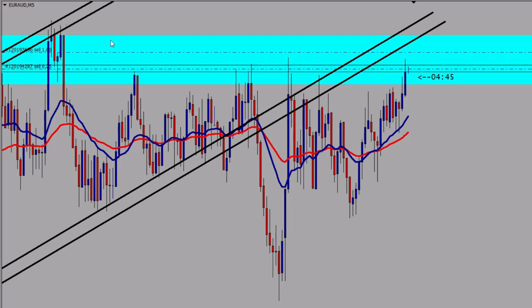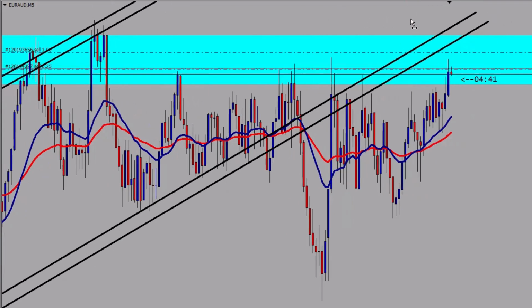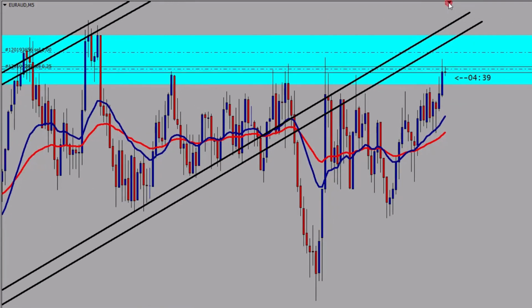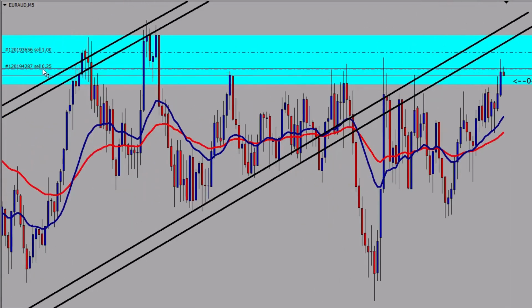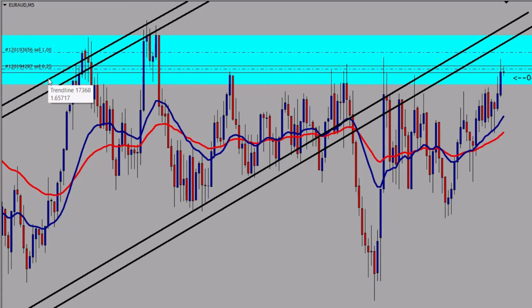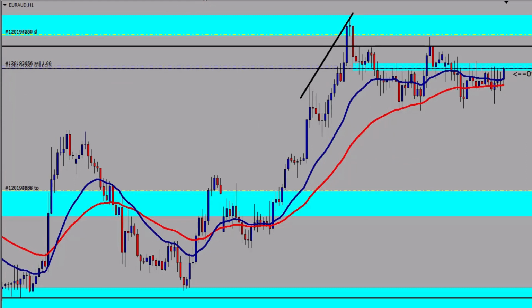I'm in a Euro Aussie trade. Right there, I'm in a sell, two positions, standard and then a quarter over standard. I'm in this trade because let's take a look at it.